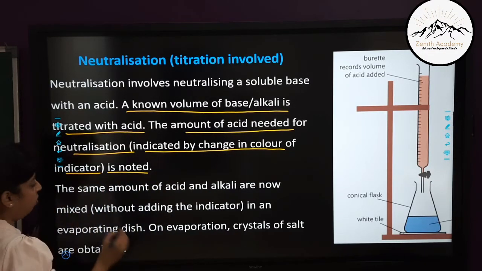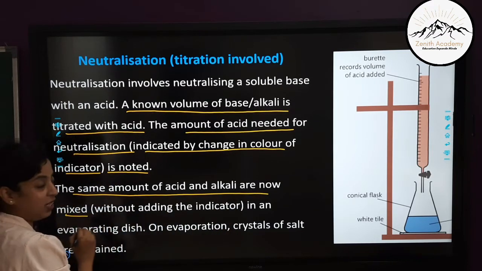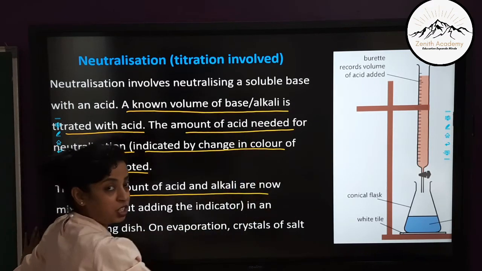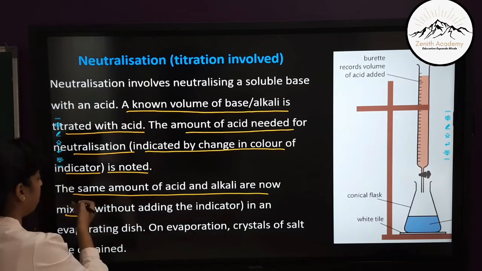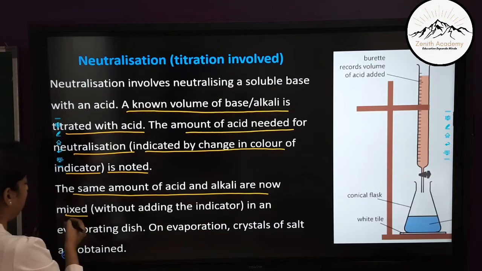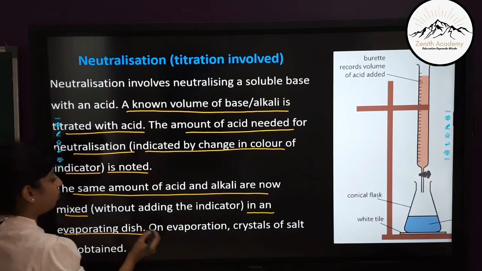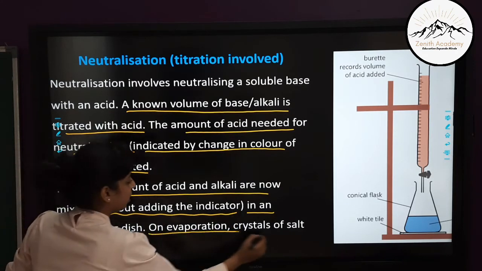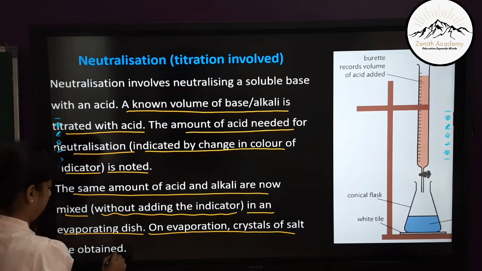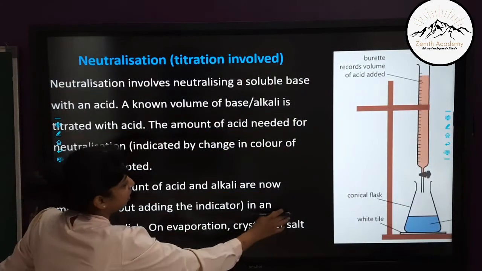Okay. Now the same amount of acid and alkali are now mixed without adding the indicator. Now once we do the titration, we know the amount of acid and base which are required. So now the same amount of acid and alkali are now mixed in an evaporating dish. Okay, now this time we don't add the indicator. Now on evaporation, the crystals of salt are obtained. So let's see how it happens.